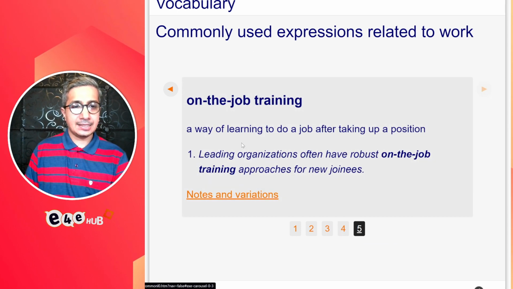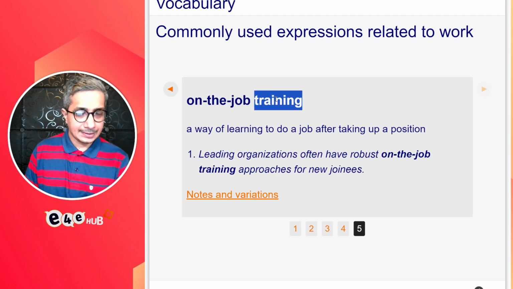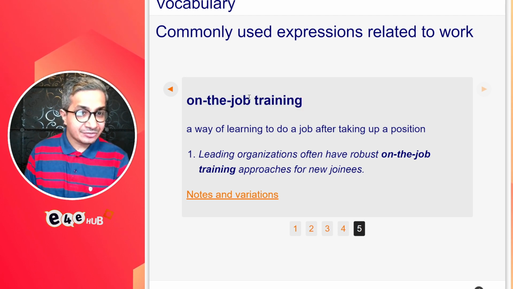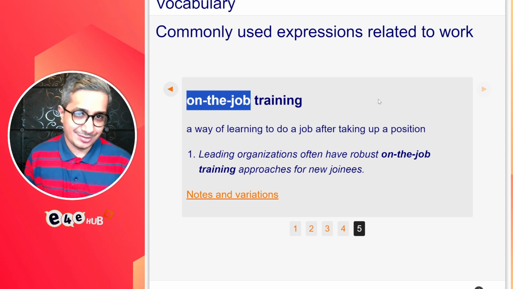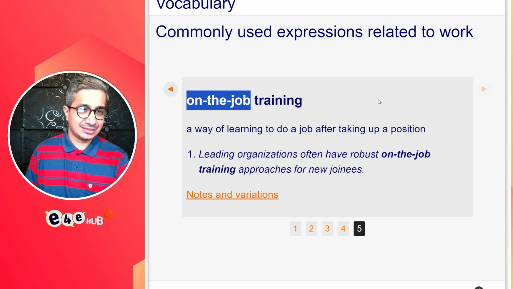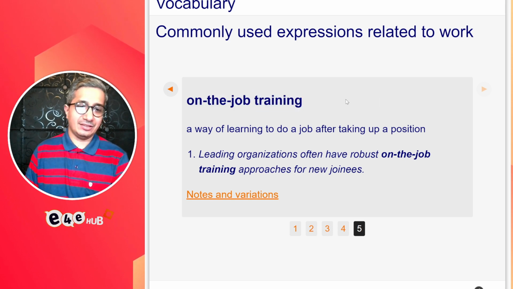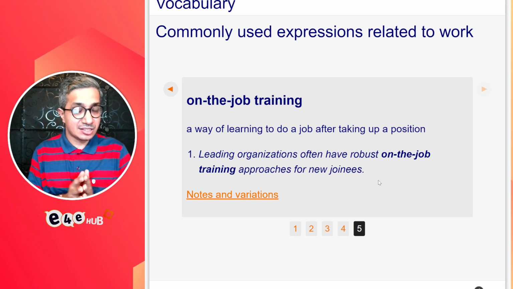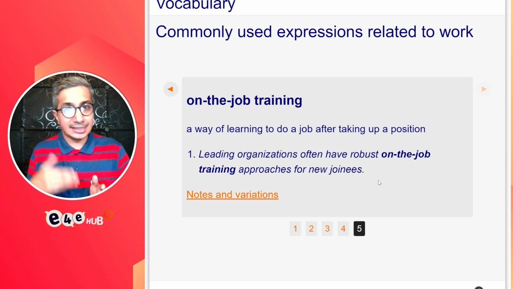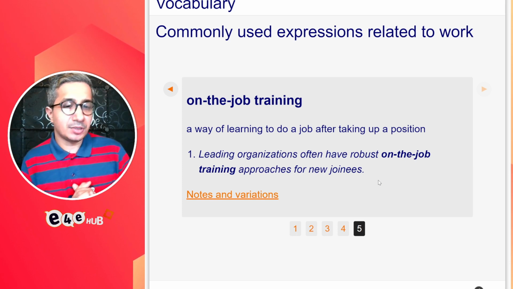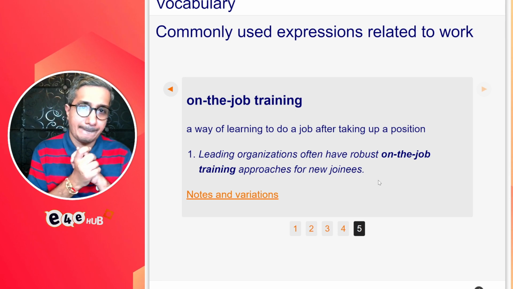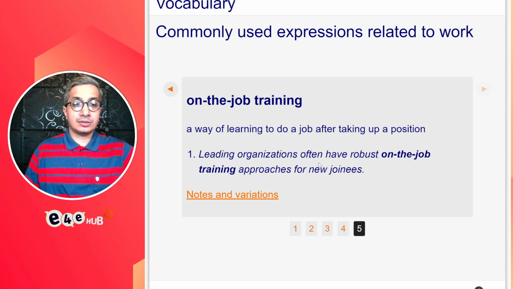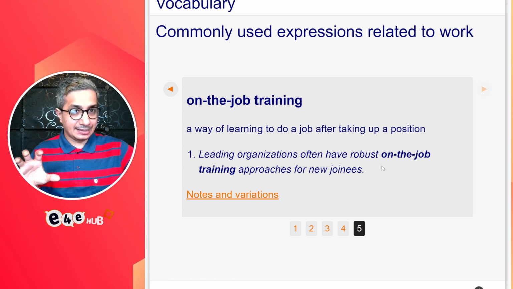Last but not least, on the job training: the training that you do after you join a certain position, not before, after. So the training is part of that job itself. Leading organizations often have robust, meaning strong, on the job approaches for new joinees. People who join new have to go through on the job training, especially if it's a well-known organization. Okay, that's on the job training. It's not formal training, it's on the job training.